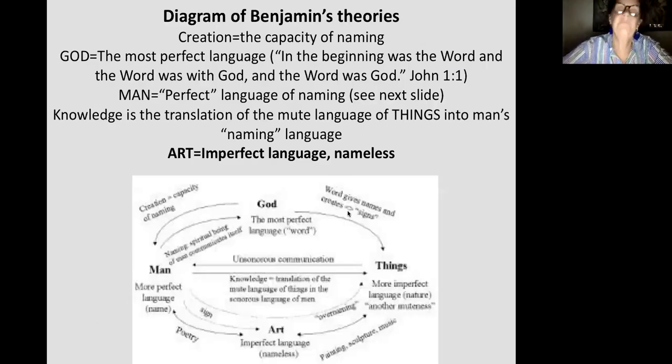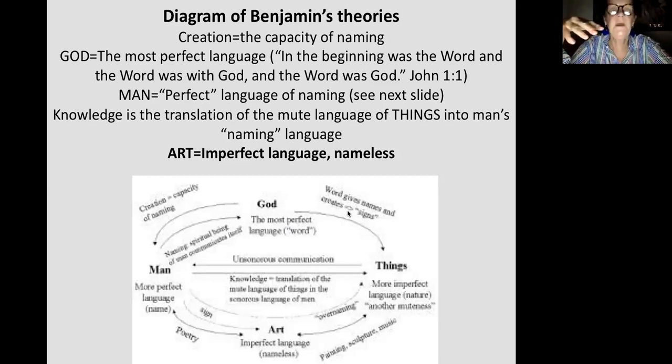I really apologize for this slide. I could not find a better reproduction of this image, and I don't have my Benjamin books anymore since I gave away my library. So this is off the internet and it's poor, but I hope you can read a lot of it. It diagrams Benjamin's relationship to meaning, language, and art.